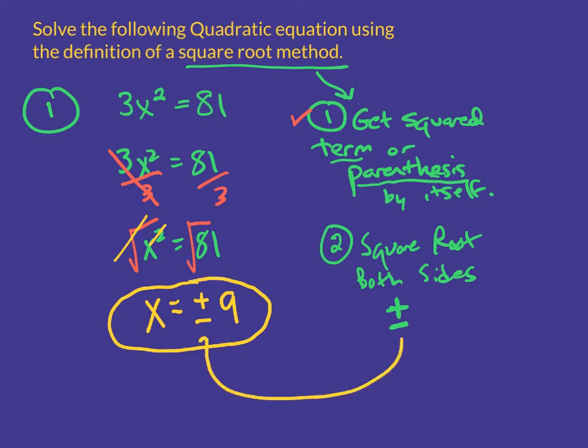Be careful here, and on all these other examples, anytime you square root both sides, you're going to put a plus or minus after that step.